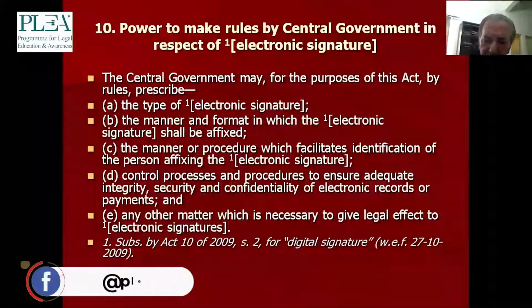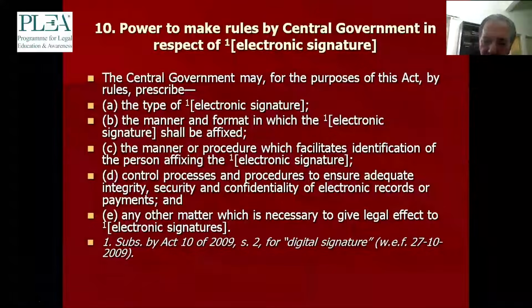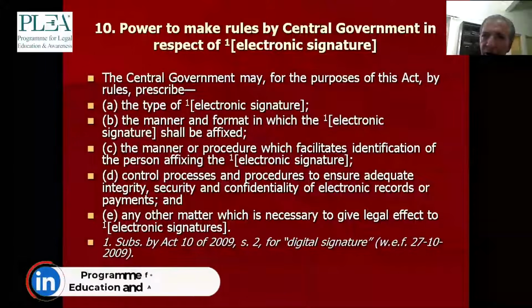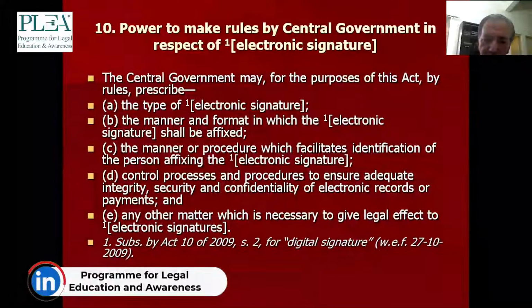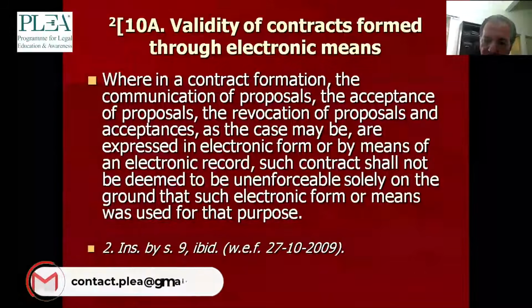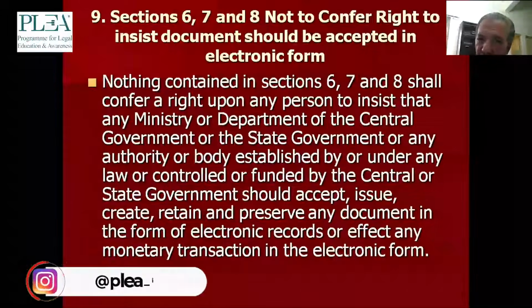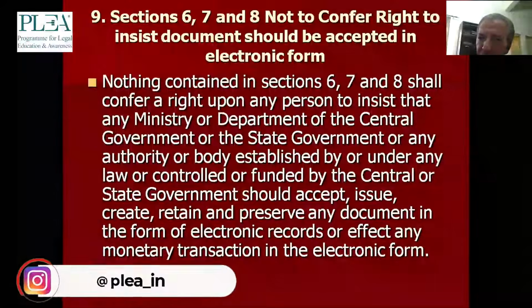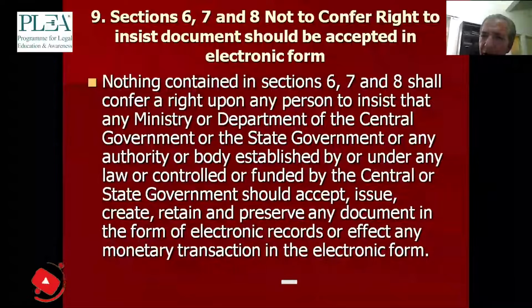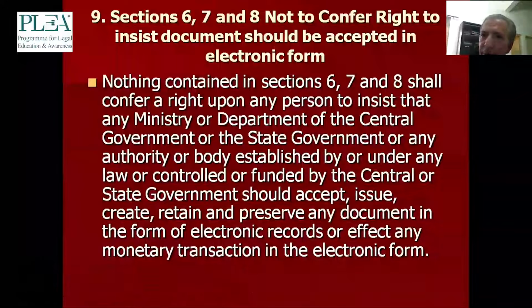Then, that is in 10A, power to make rules by central government in respect of electronic signature. So this is the rule making power of central government as far as electronic signature is concerned. Then validity of contracts formed through electronic means. See, in section 9 we have seen that the government can make something compulsory, like income tax e-filing. They have made e-filing compulsory. So government can make something compulsory, but citizens can't insist.